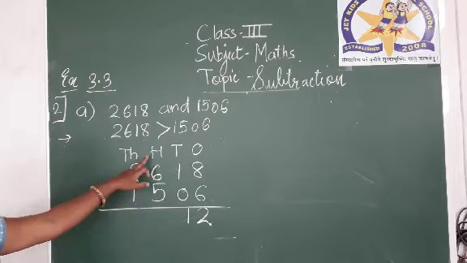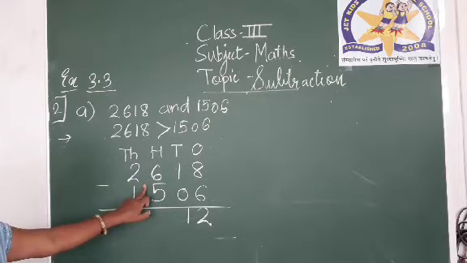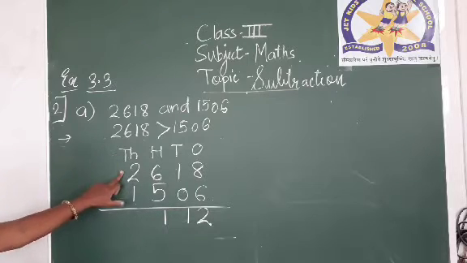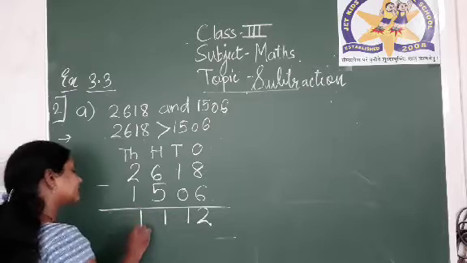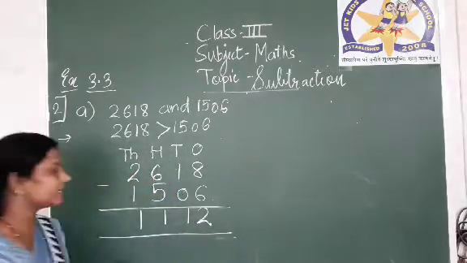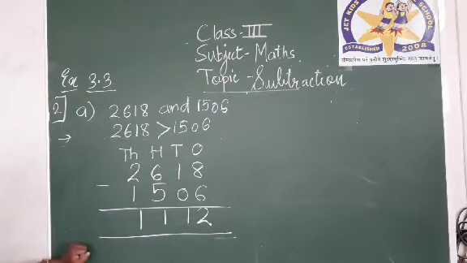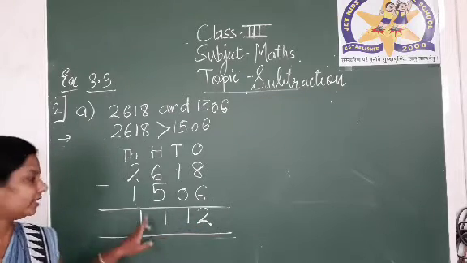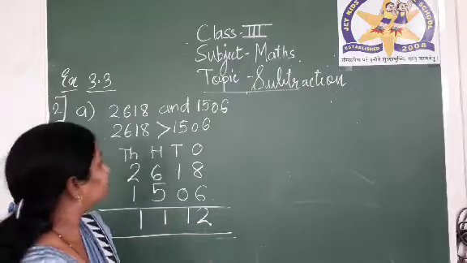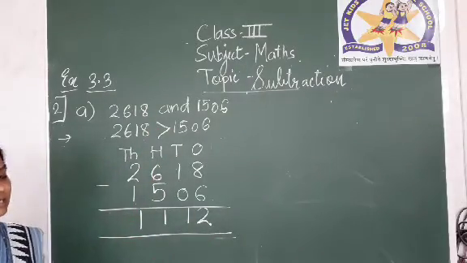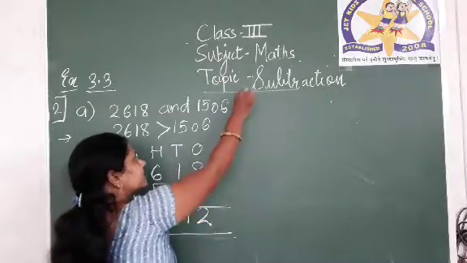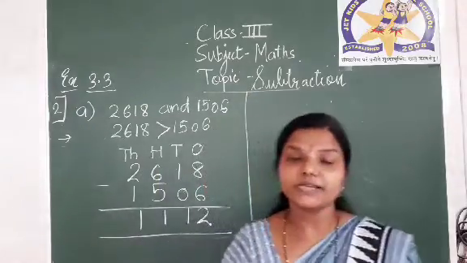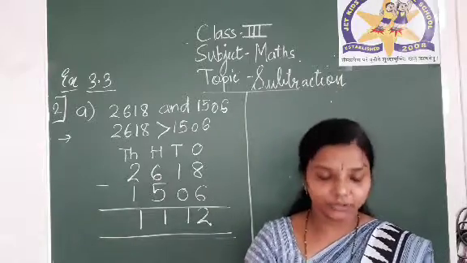Subtract the tens, 1. Subtract the hundreds, 6 minus 5, 1. Subtract the thousands, 2 minus 1. It is 1. So what is the answer that we got after subtracting both the numbers? 1112. So students, in this way we have to subtract. Now this exercise is based on subtraction without regrouping.